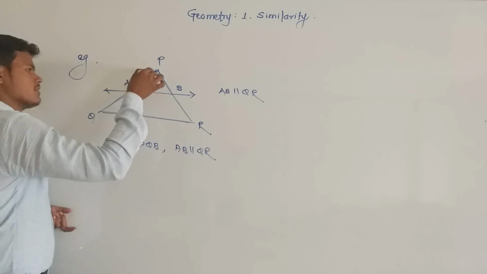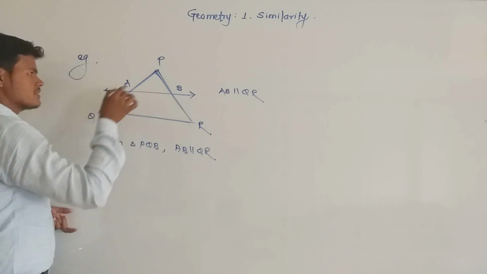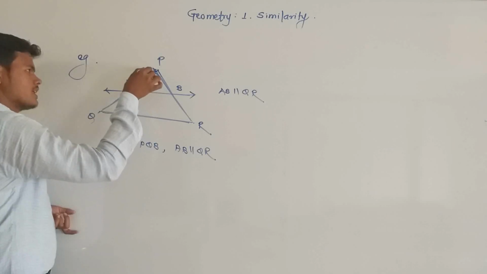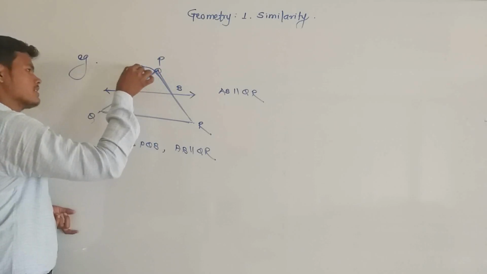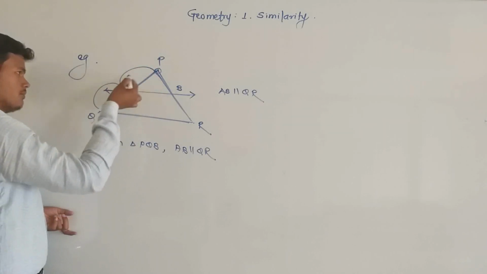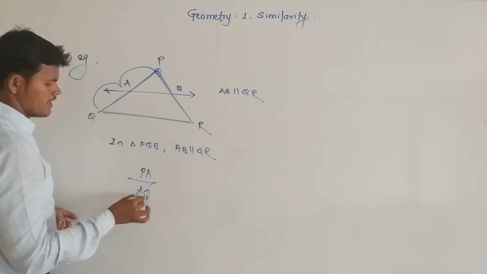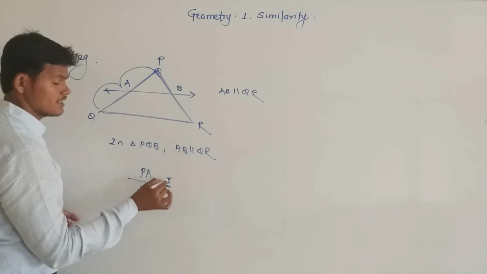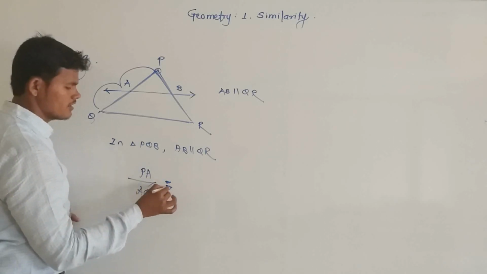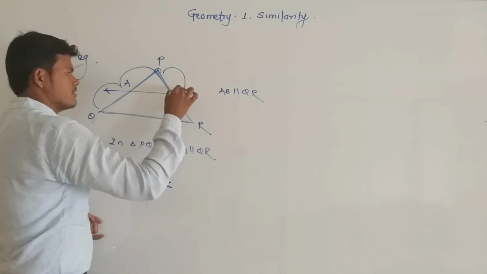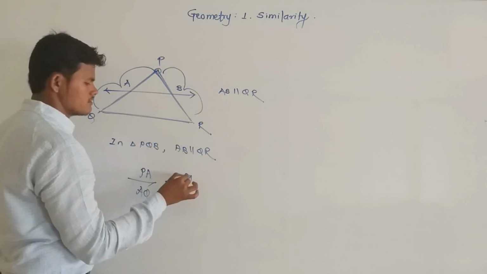So for the remaining sides we have to write the ratio. So which are the two remaining sides, PQ and PR? So write down the ratio. If you start from vertex P, what we get: PA upon AQ is equal, divides in the same proportion. That's why we are using the equal to sign, and here also starts from P. So PB upon BR.